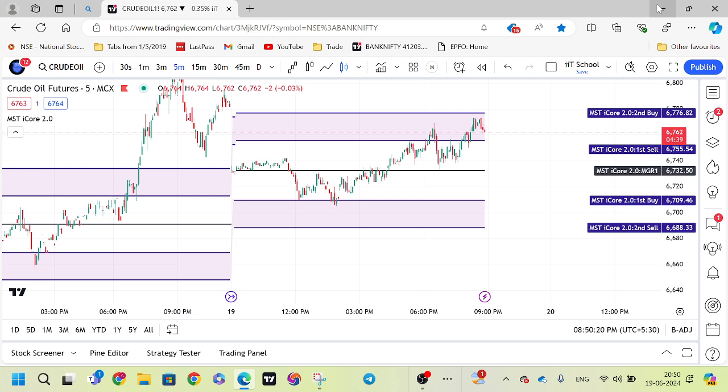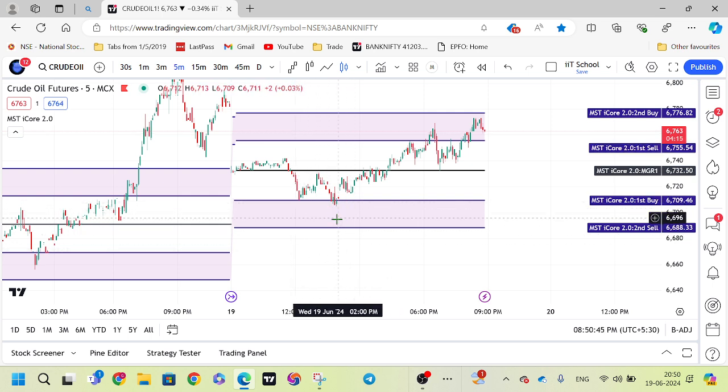We all know once the market has opened, it will open either above the midline, that is our MGR point, or below that. Once the market has opened somewhere in between our buy zone and sell zone, we don't have to do anything, simply we have to let the market run. Once the market has come down to our buy zone, there we have to buy.